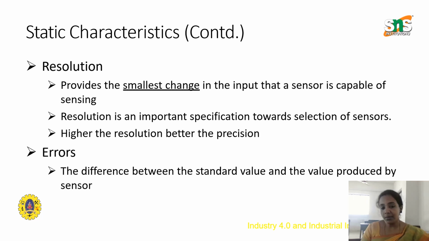The error is nothing but the difference between the standard value and the value produced by the sensor. Say for example, if the standard value is 2 and the sensor is giving a value of 2.3, then the difference between 2.3 and 2, which is 0.3, is nothing but the error.